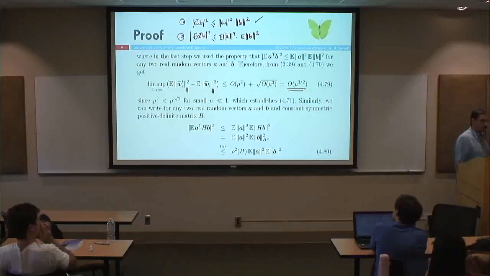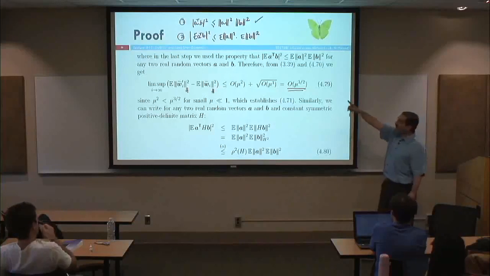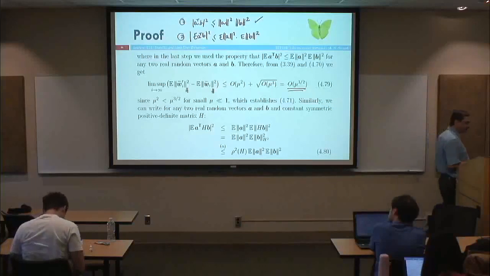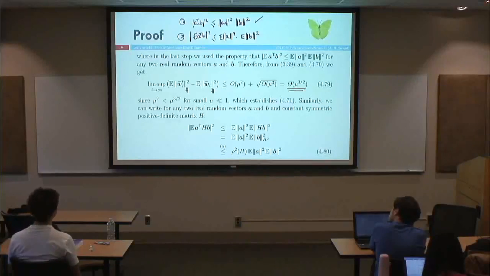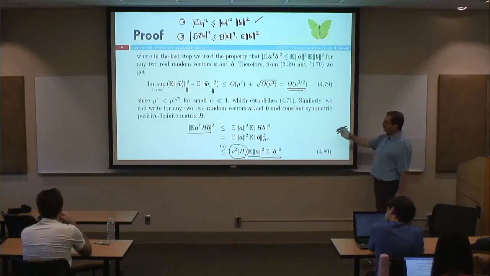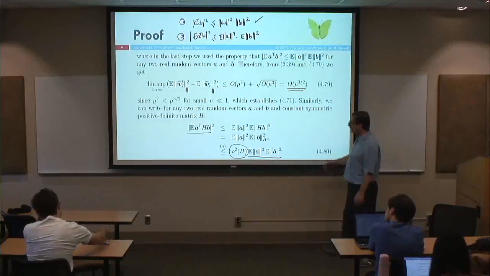For any A and B, this is an upper bound. A and B are any random vectors. And then this is the extension of it when you have a weighted inner product. What will happen? You bound, and then here you will have the spectral radius squared of H. H is a symmetric matrix here, non-negative definite or positive definite.